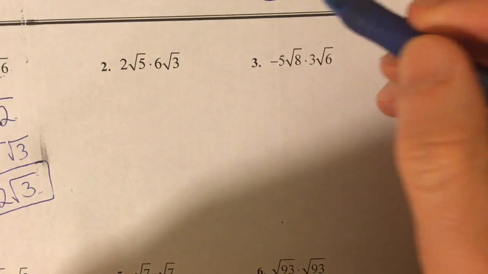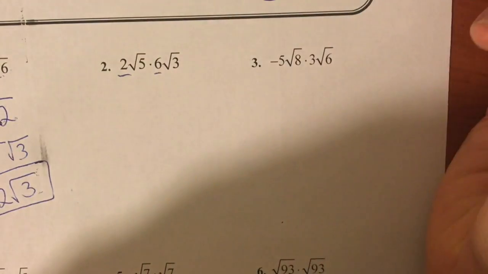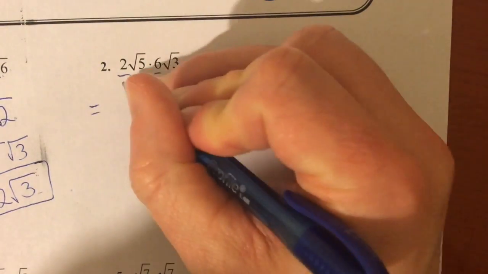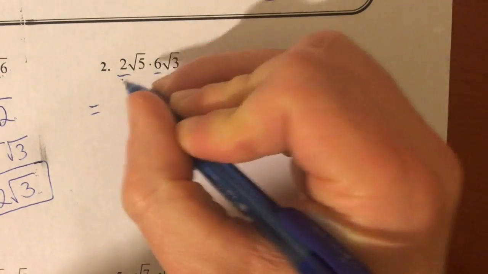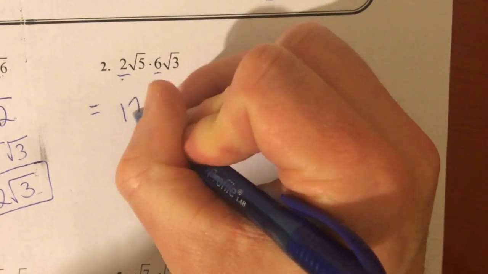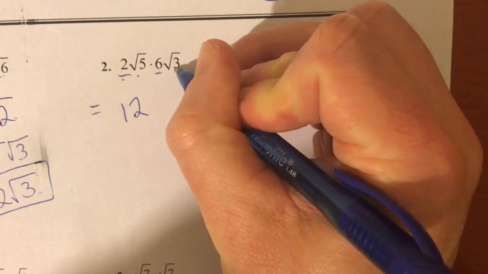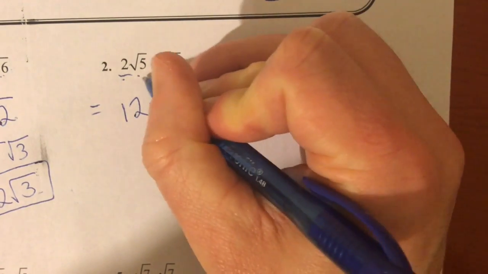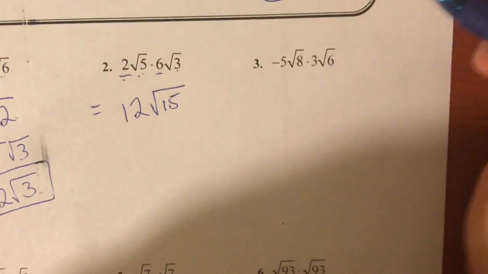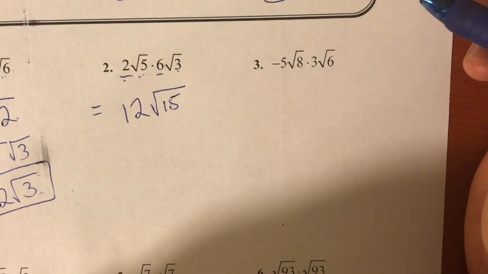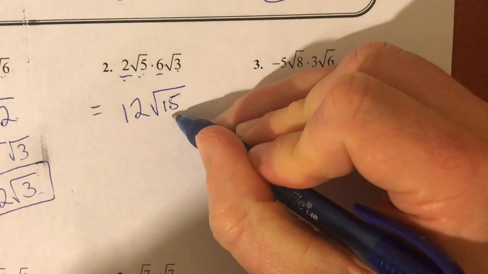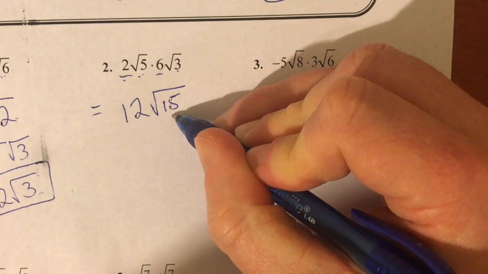When I'm multiplying two radicals and they have coefficients, no big deal. Just like with variables, you multiply coefficient by coefficient. 2 times 6, 12. Root 5 times root 3 is root 5 times 3, which is 15. Put it under the house there. 12 root 15. Now, can root 15 reduce?